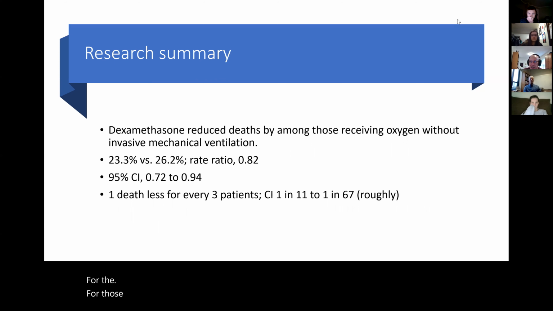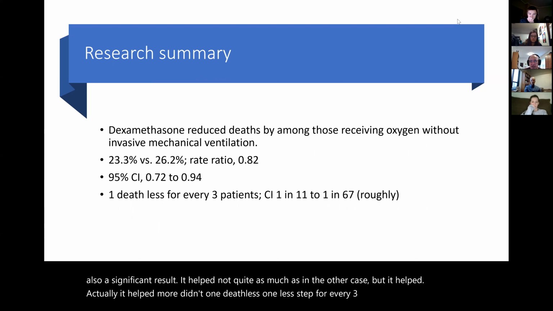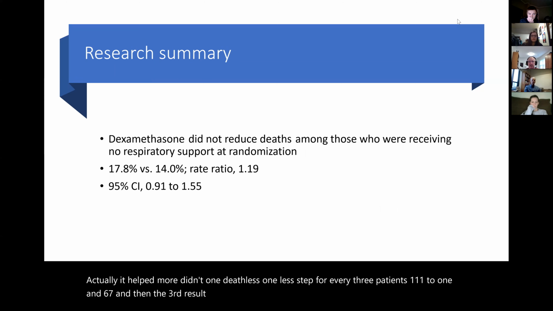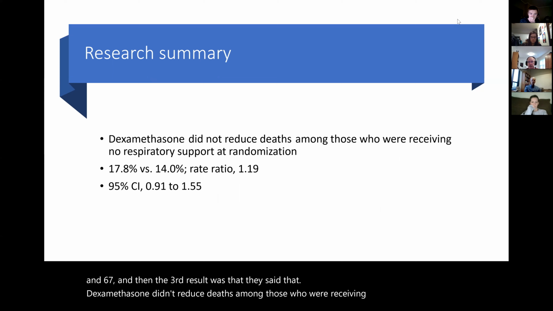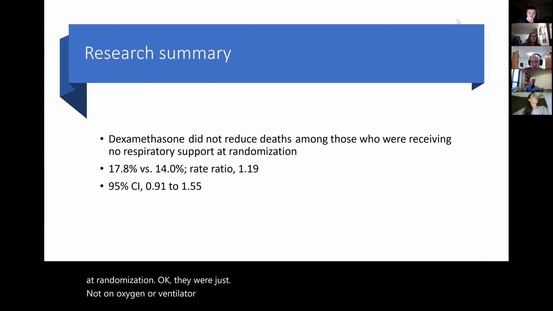And for those who were receiving oxygen but hadn't progressed to mechanical ventilation, there's also a significant result. It helped, not quite as much as in the other case, but it helped. Actually, it helped more, didn't it? 1 less death for every 3 patients, 1 in 11 to 1 in 67. And then the third result was that they said that dexamethasone didn't reduce deaths among those who were receiving no respiratory support at randomization. Okay, they were just not on oxygen or ventilator. And I'll say more about that about 2 slides down.